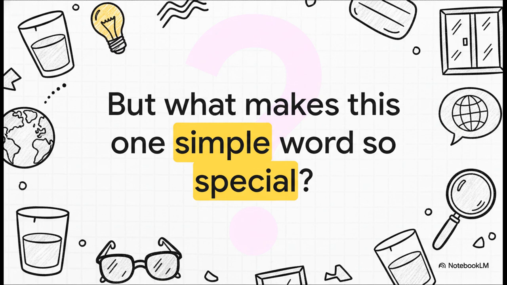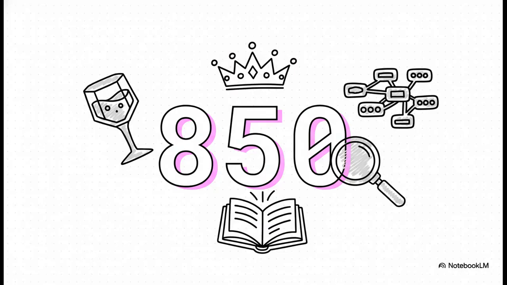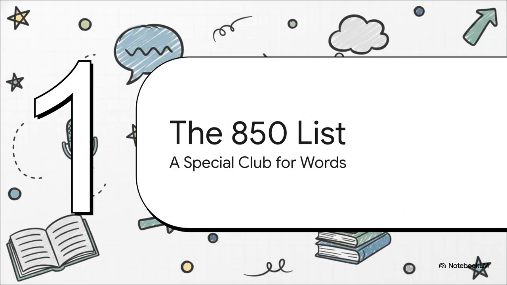Okay, so this is all pretty interesting, I guess, but why? I mean, why are we spending all this time on the word glass? Out of the hundreds of thousands of words in English, what makes this one so special? The answer comes down to this number, 850. Seriously, this number is the entire reason glass isn't just another word. It's why glass got an invitation to a very, very exclusive club. The 850 list, a special club for words.